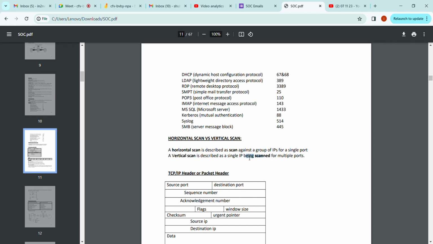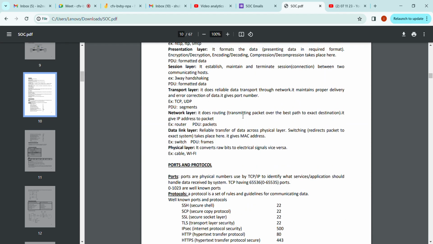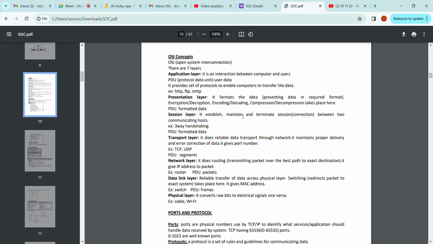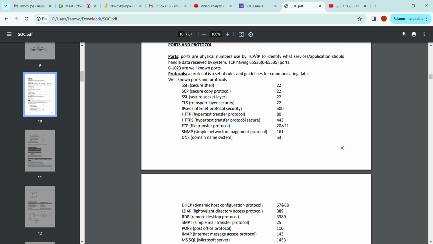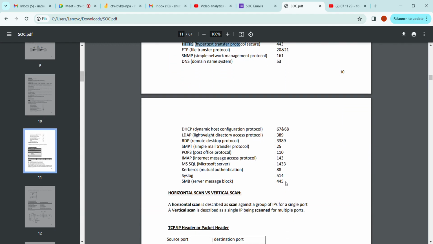So yesterday we covered till the OSI layer, OSI concepts and ports. As I said, these are something you have to memorize, and this is the most important question they might be asking randomly.